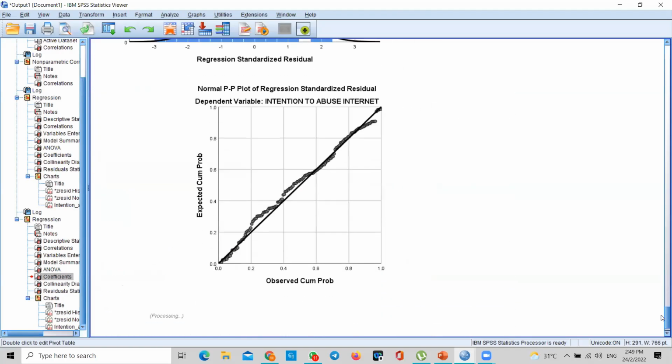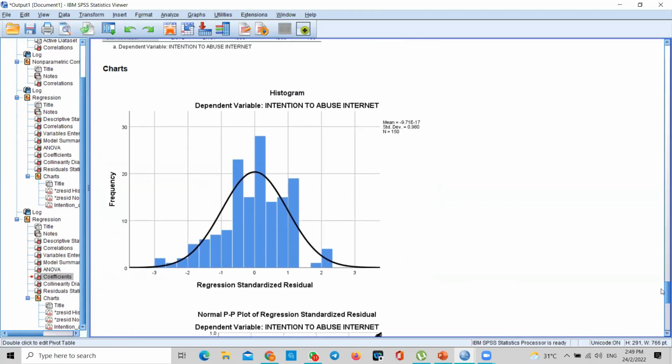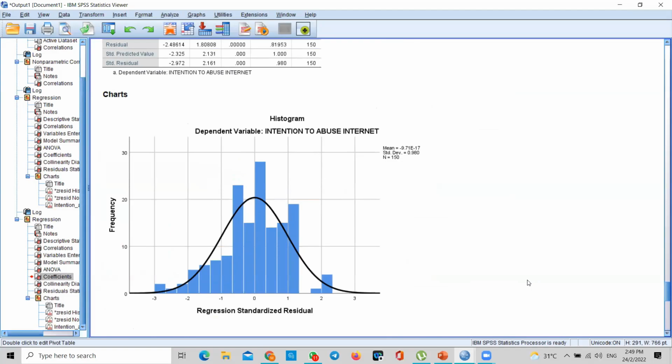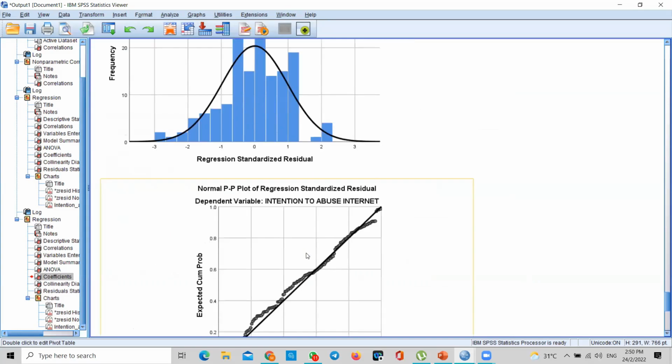Let us start with normality. Looking at this curve, do you think the data is normal? Yes, sir, it is normal. So the first assumption, normality, is fulfilled. The data was found to be normal. That's number 1. That's why we click histogram. Remember why I clicked histogram? I wanted to test the normality.